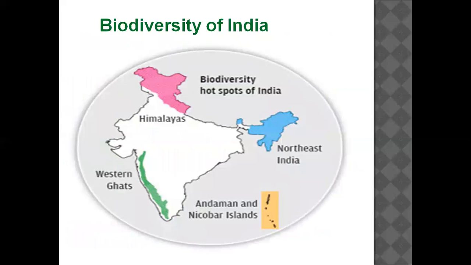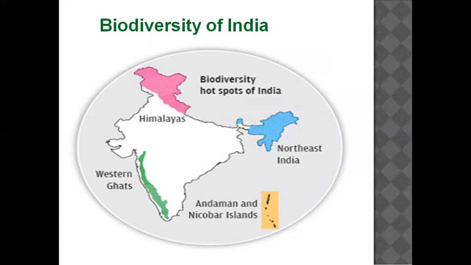This is a map which shows the biologically rich regions of India. There are four biologically rich regions: the Himalayas, Northeast India, the Andaman and Nicobar Islands, and the Western Ghats. Earlier there were four biodiversity hotspots, but now we generally call the Eastern Himalayas and Western Ghats our hotspots. As I said, hotspots are regions very rich in biodiversity.